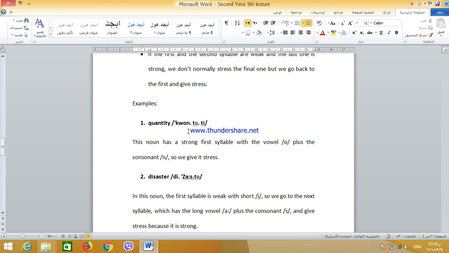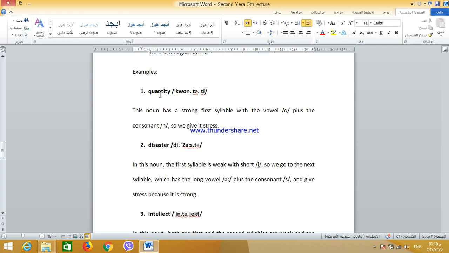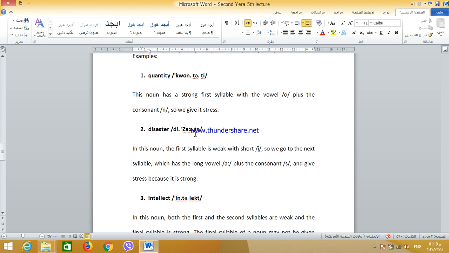Now, look at this example. The word quantity. So quantity is a noun. That's why when we want to give it stress, we start with the first syllable. That is quan. Here we have an o plus the coda sound consonant n. That's why the syllable is strong. So we give it the stress, as we can see here. Okay? If the first syllable is strong, like this one, give it the stress, and that's it.